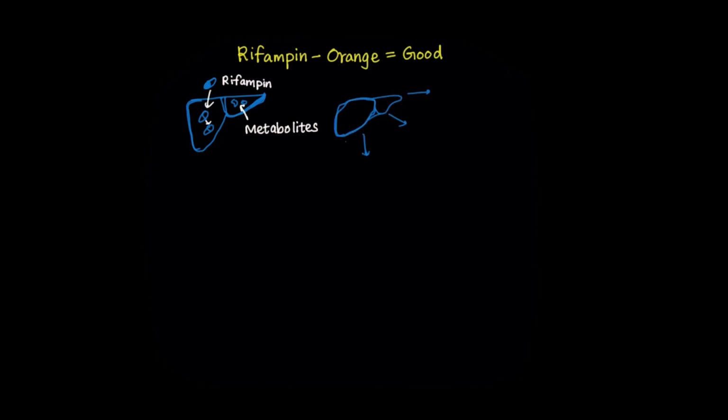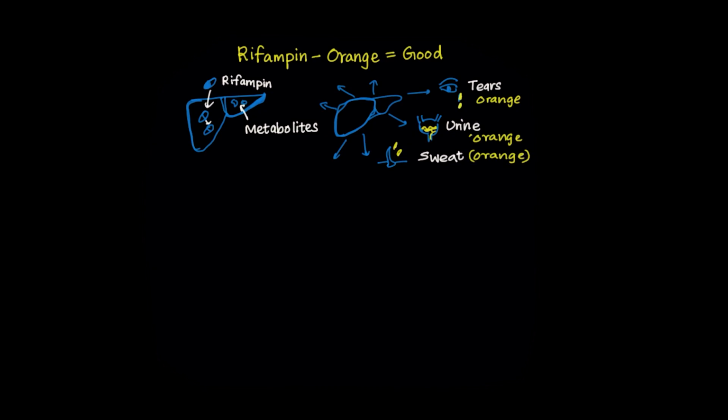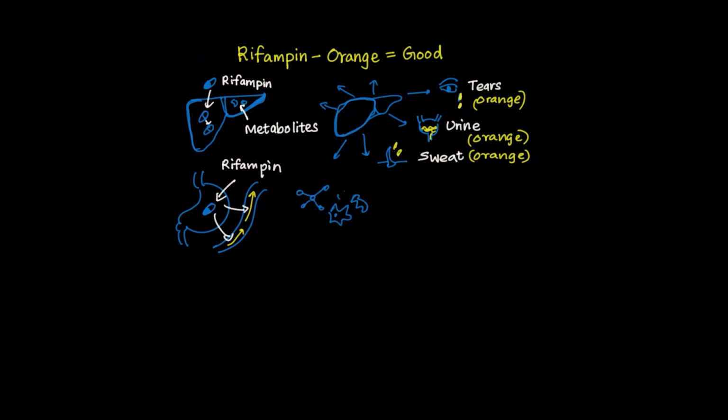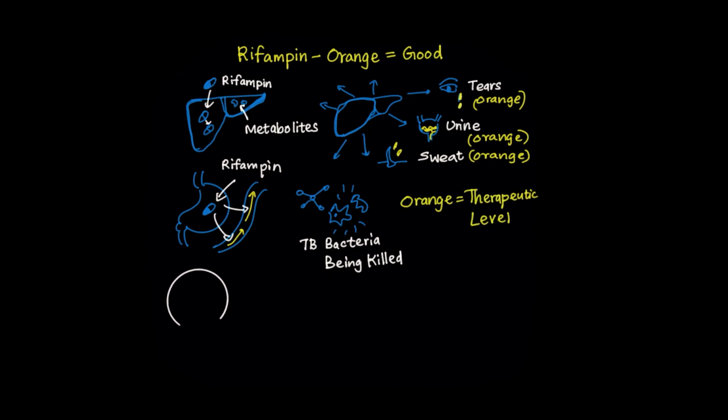Orange body fluids from rifampin actually confirm therapeutic drug levels. This unique side effect occurs because rifampin is metabolized into colored metabolites that distribute throughout all body fluids, including tears, urine, sweat, and saliva. The orange discoloration is proof that rifampin is being absorbed from the gut, processed by the liver, and distributed systemically at levels needed to kill tuberculosis bacteria. It's like a built-in indicator that the medication is working properly.